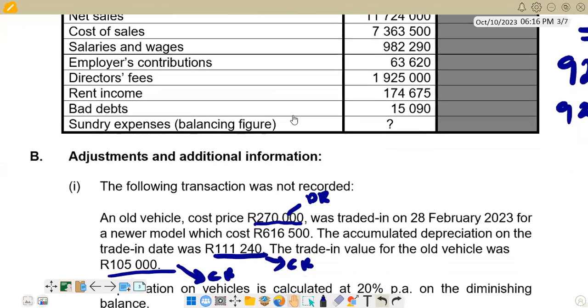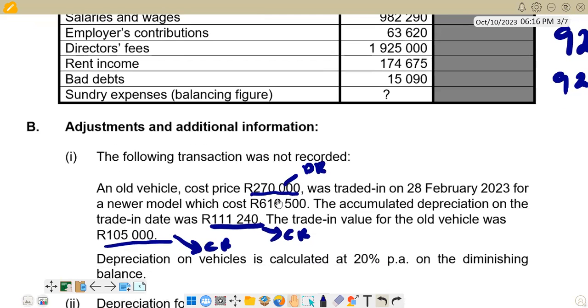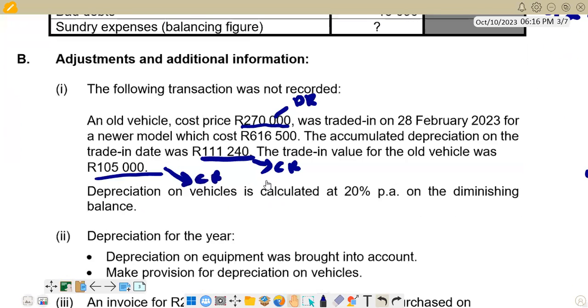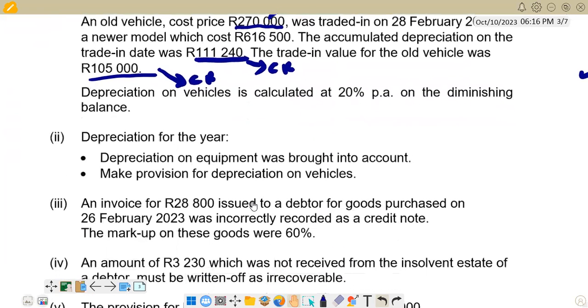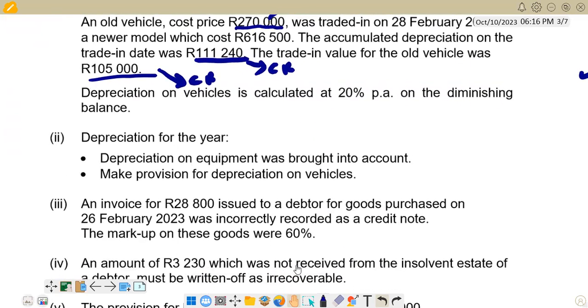So let's go down and check what we have on additional information. Already we know that 1 is something to do with depreciation. We leave that. We go again, 2 is depreciation. We go to 3, and let's see what 3 is saying. 3 is saying an invoice of 28,800 issued to a debtor for goods purchased on 26 February 2023 was incorrectly recorded as a credit note. The markup on these goods was 60%.